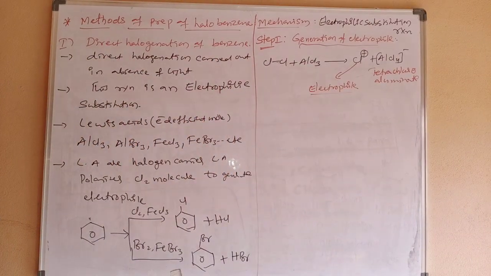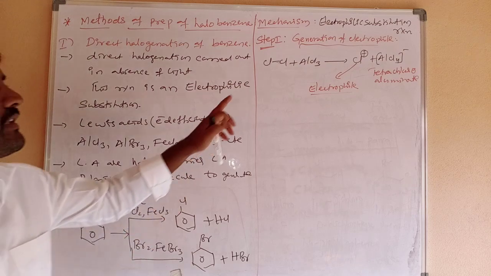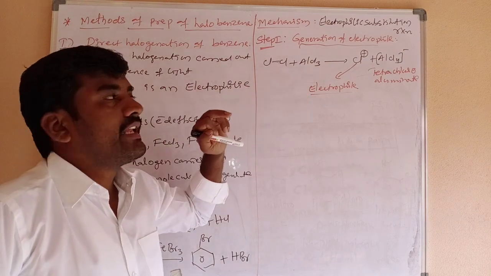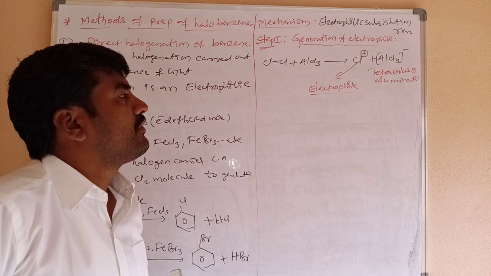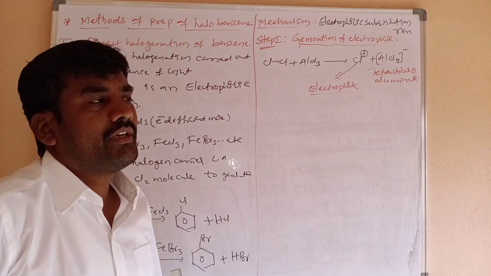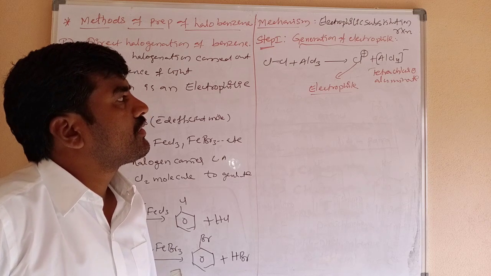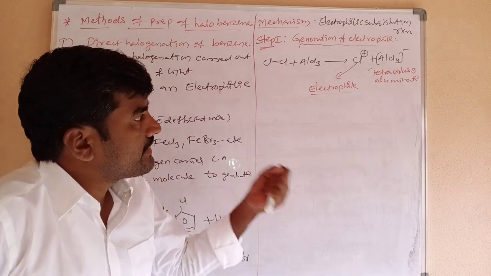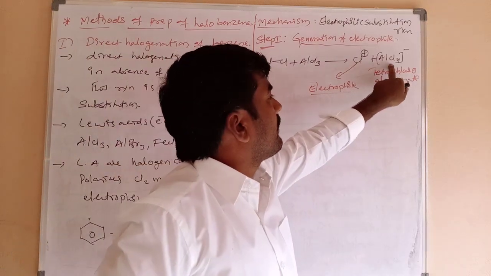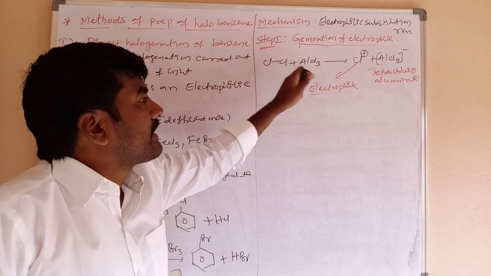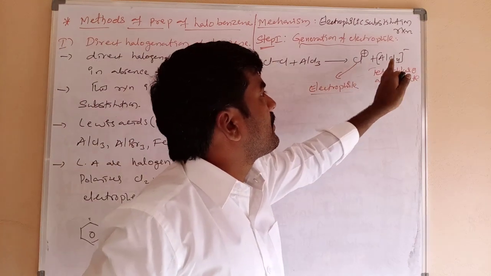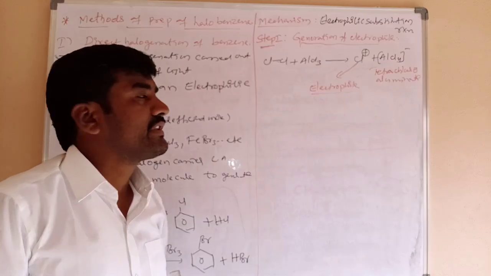What is the first step? Generation of electrophile. In generation of electrophile, the chlorine molecule reacts with Lewis acids like aluminium trichloride to form chlorine cation plus tetrachloroaluminate. AlCl3 carries the chlorine, so tetrachloroaluminate will form. This is the electrophile. What is the second step?